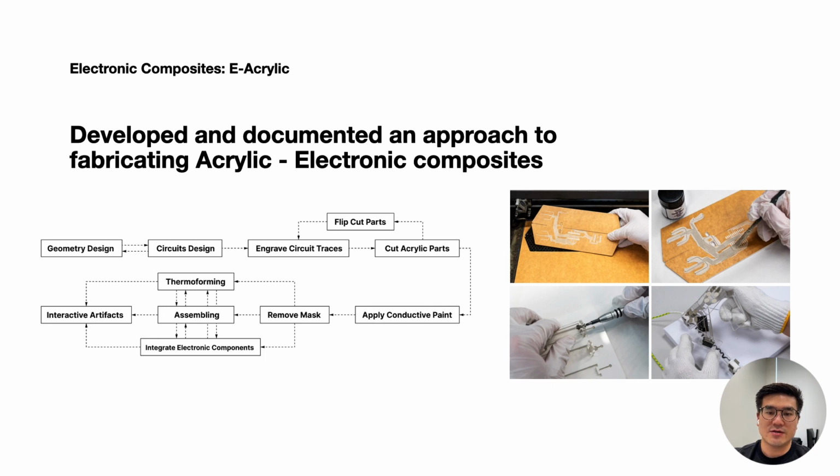In our research, we developed E-Acrylic, an approach to fabricate electronic composites out of acrylic sheets. E-Acrylic makes use of laser cutting and engraving along with other manual processes to incorporate circuits and electronic components into the structure of acrylic sheets. We also explored shaping these electronic composites into 3D objects through acrylic making processes, such as bending the material with heat and creating complex assemblies with joinery.